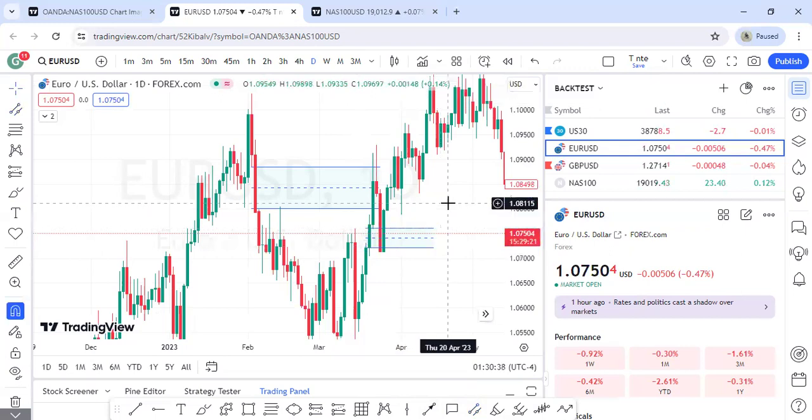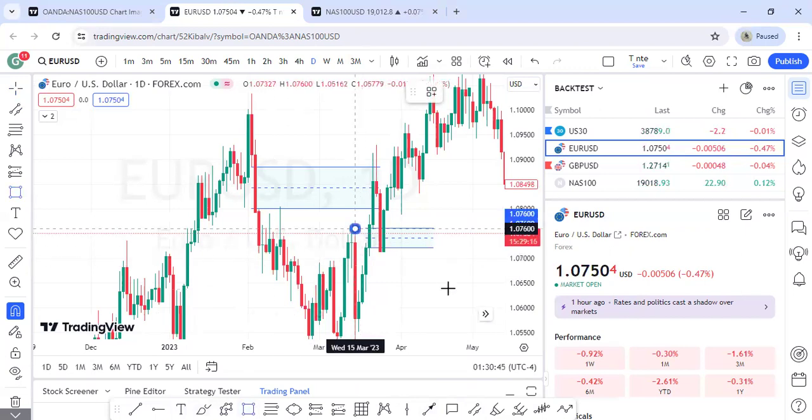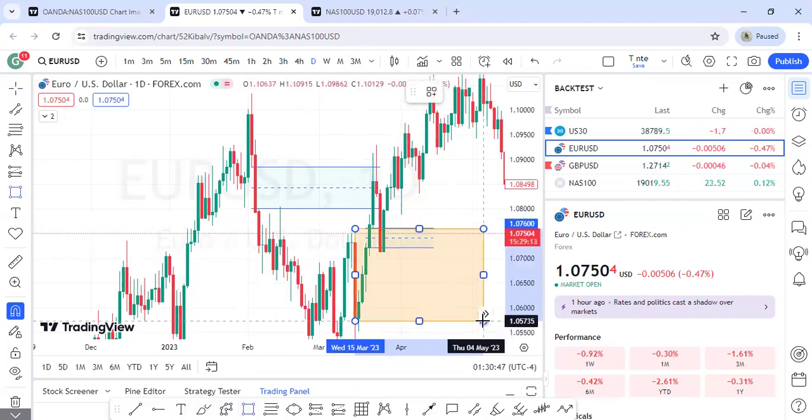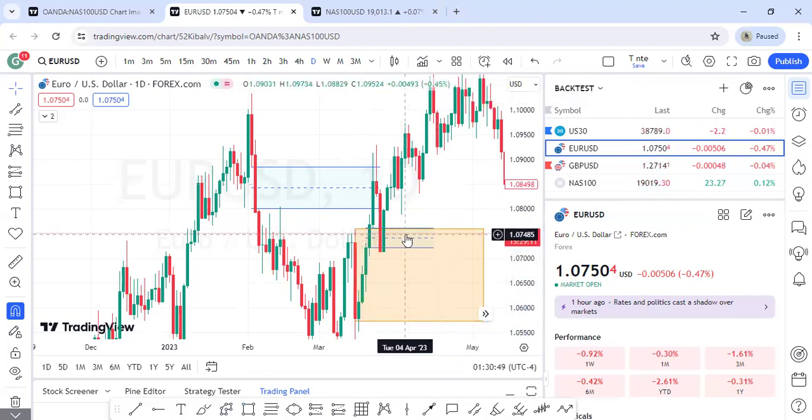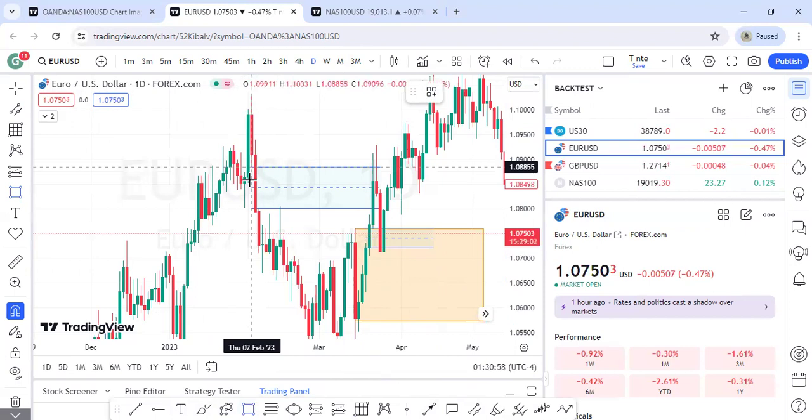So you can see how this is occurring. This gap was overlapping with another block. You can see this other block here was overlapping with this fair value gap, so you can always pay attention to that. This fair value gap was overlapping with this other block, and you can see how this other block too was overlapping with a fair value gap. So it's very, very high probability when you see a fair value gap that is overlapping with an order block.